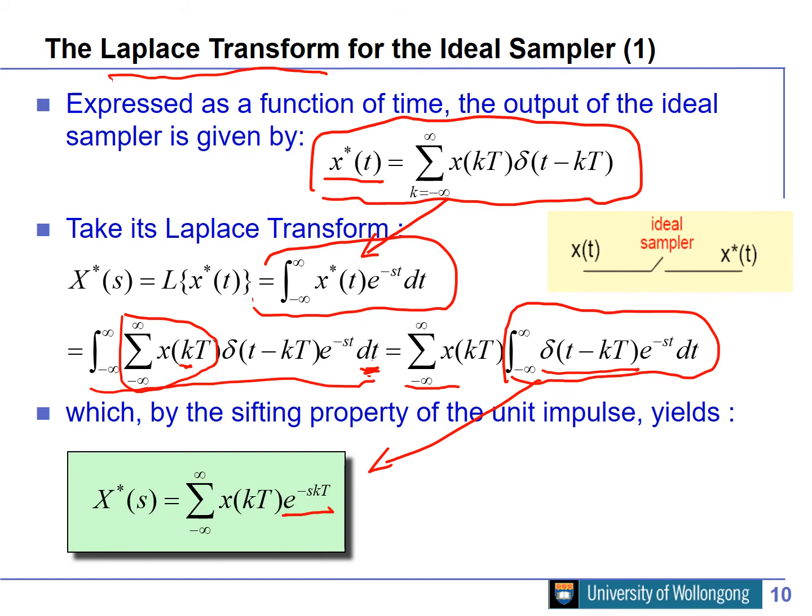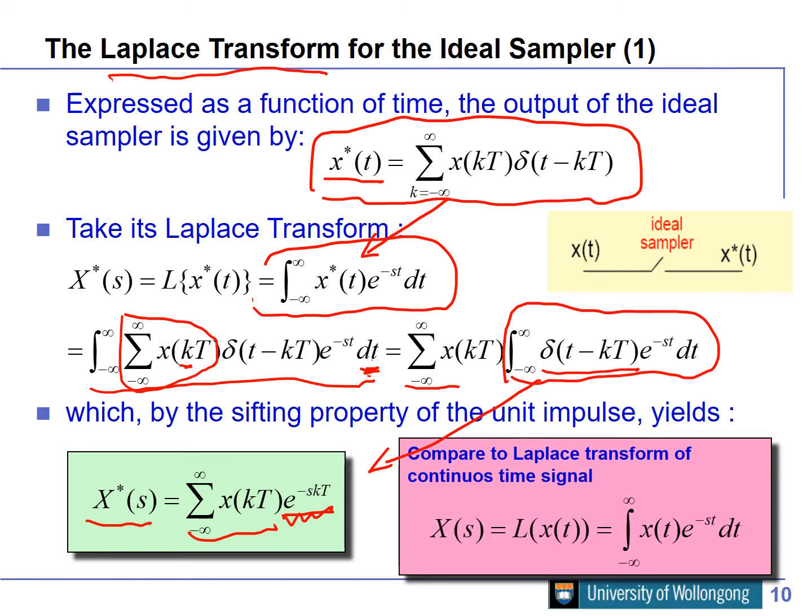So you can see what happened here: the Laplace transform of the signal is the signal itself at that sampling moment with a time shift. Even if you add these together, they won't be able to add, because they are at different time instances. You can't actually add them together.